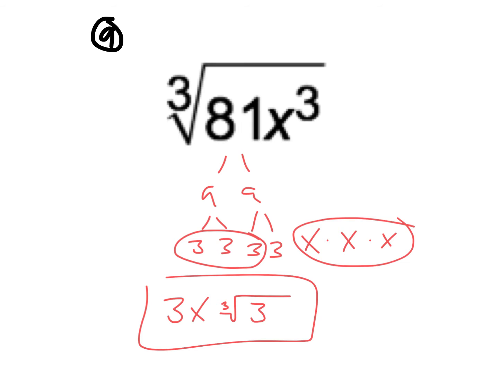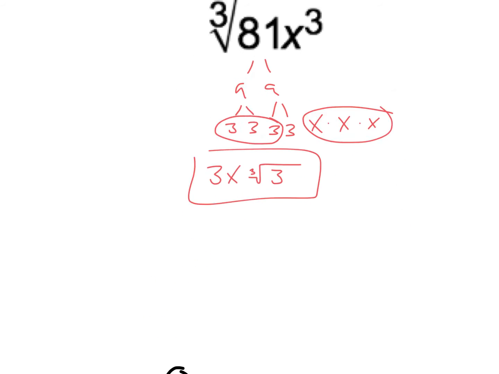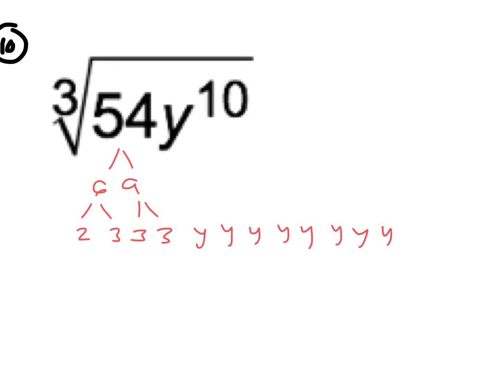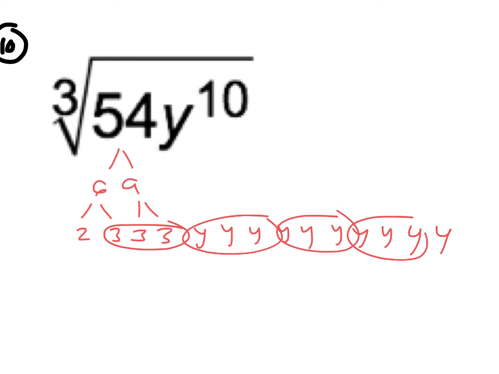Any questions? All right, number 10. What are factors of 54? 6 and 9. Factors of 6? 2 and 3. And factors of 9? 3 and 3, and then we have 10 y's. We're circling groups of how many? Groups of 3. So 3 3's, 3 y's, 3 y's, 3 y's.